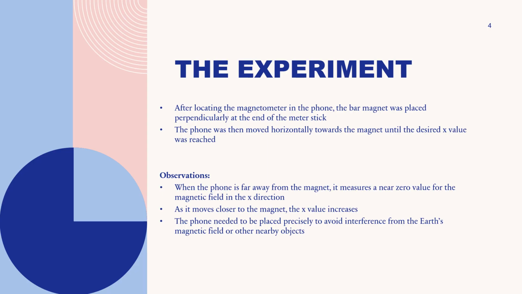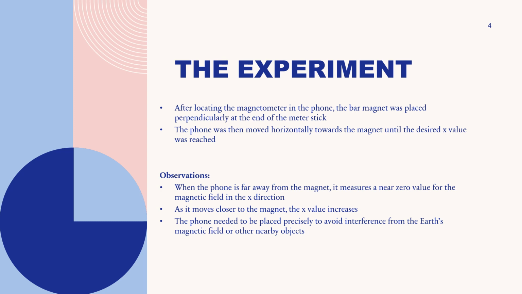In this lab, we measured the location of a magnetometer and a mobile phone, then placed a bar magnet perpendicularly at the end of a meter stick. We then took the phone and the magnetometer and placed it horizontal to the center of the bar magnet. We then moved it horizontally closer to the bar magnet until we hit our desired value.